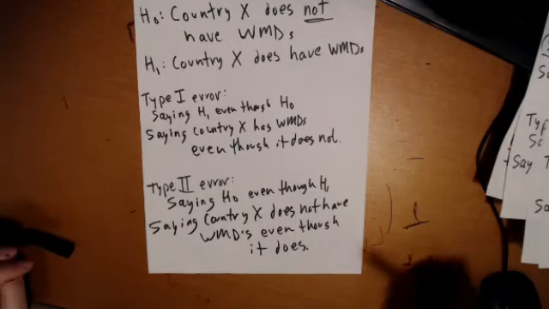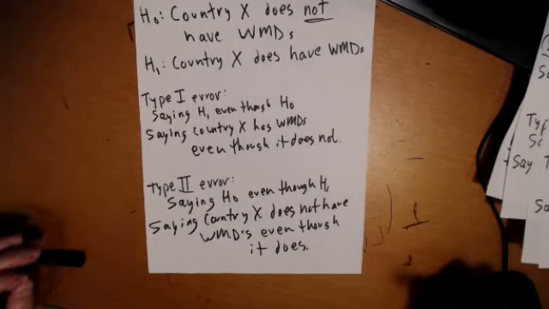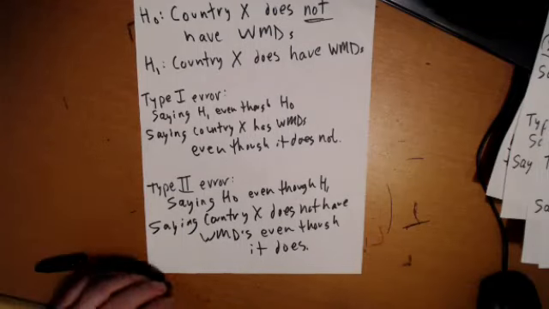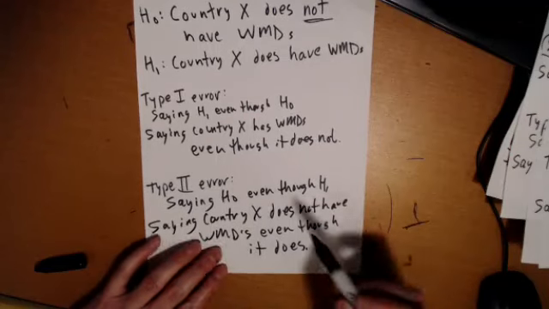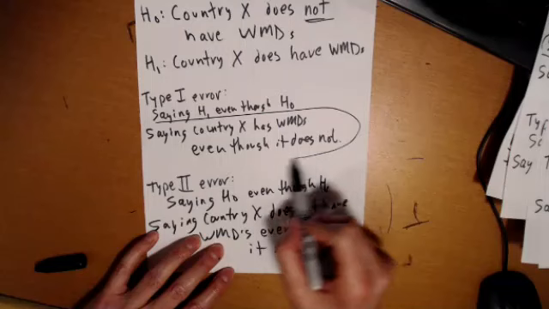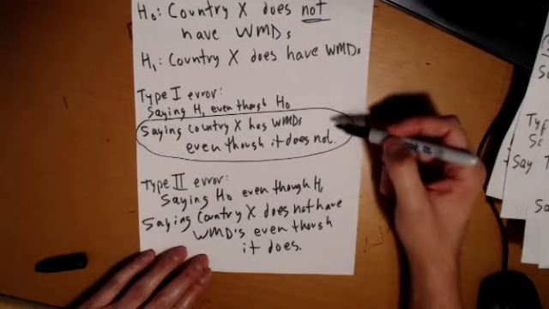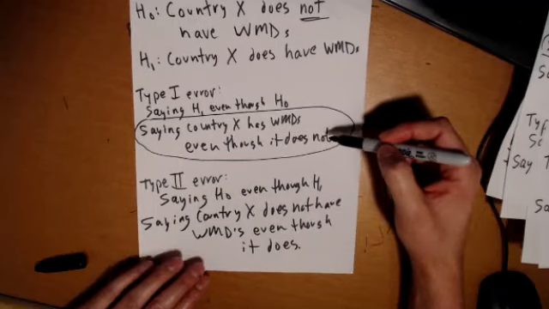So in that example, USA invading Iraq to remove WMDs, there were no WMDs in Iraq, so that would be saying country X has WMDs even though it does not. So that's what the USA-Iraq example would give us. That's the type 1 error.